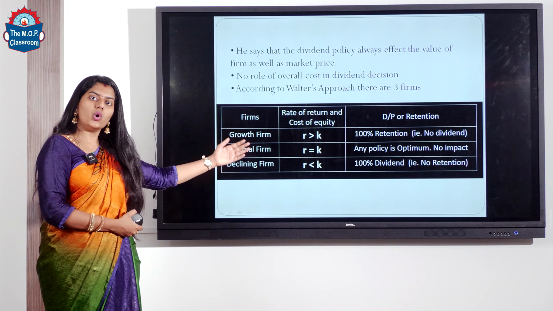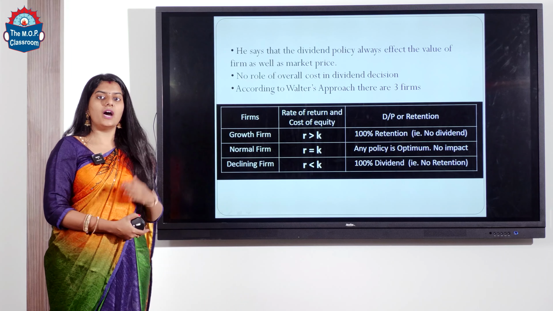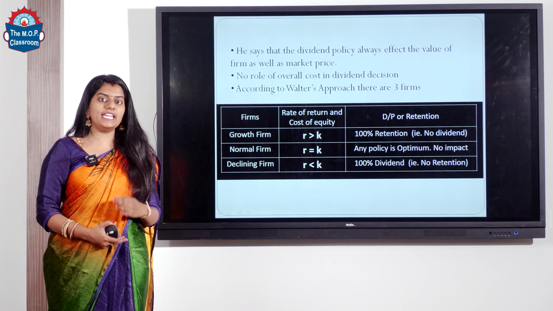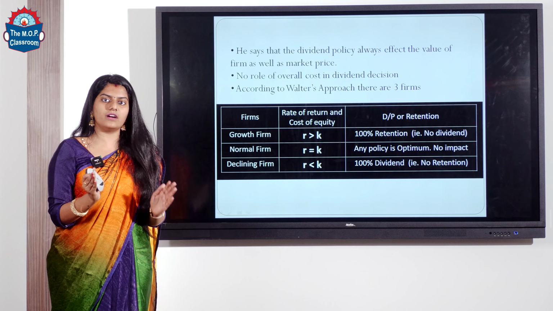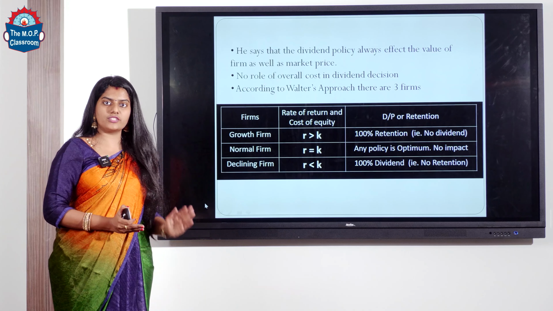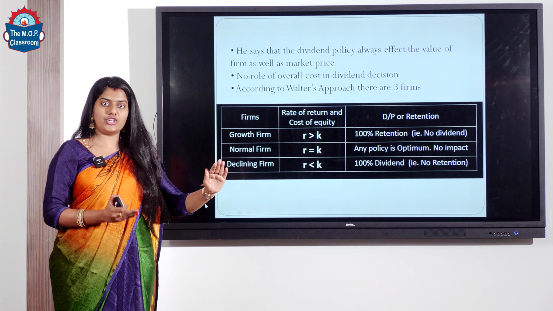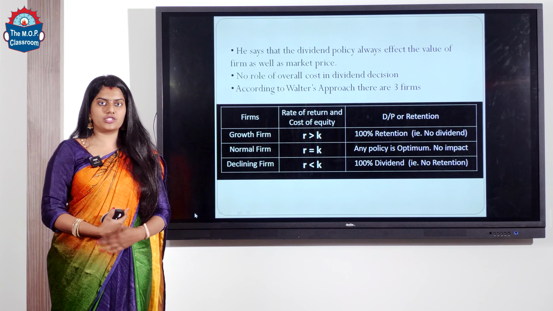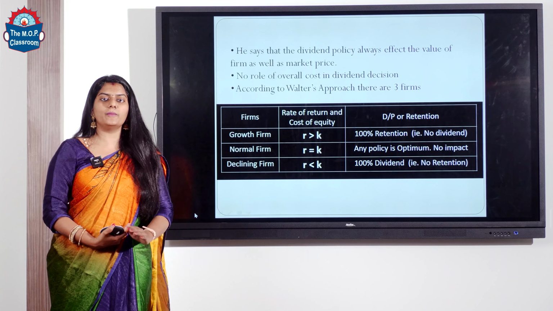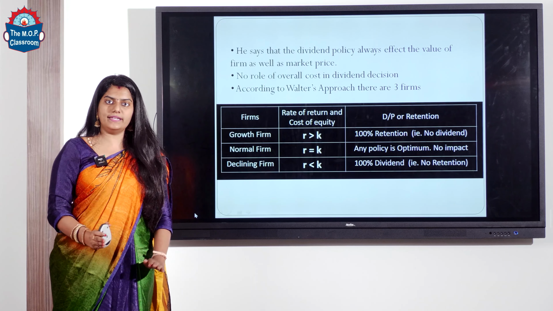The growth firm has to adopt 100% retention, meaning they should not declare any dividend and they should retain the entire earnings for themselves. This is because the growth firm is in the growing stage and it can invest more and more in its company and get a lot of returns. So the growth firm has to adopt a policy of retaining all the earnings.